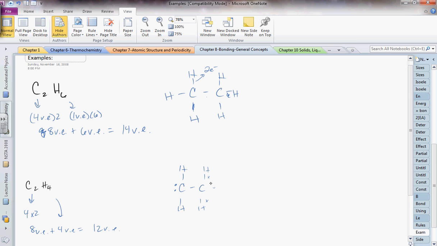What I'm going to do is erase those lone pairs I put on each carbon. They still need an octet though. So I'm going to put 2 more electrons between them to make a double bond. And now if we count them, 2, 4, 6, 8, 10, and then 12 down here, we have 12 valence electrons, and so that would be an appropriate Lewis structure for C2H4.